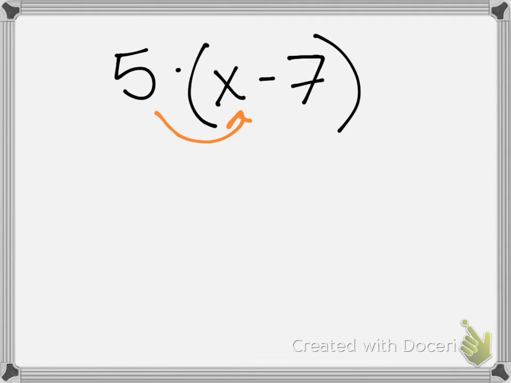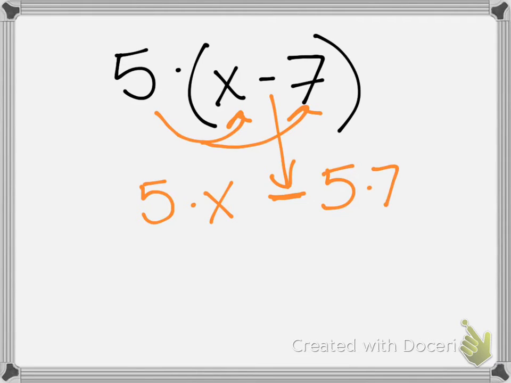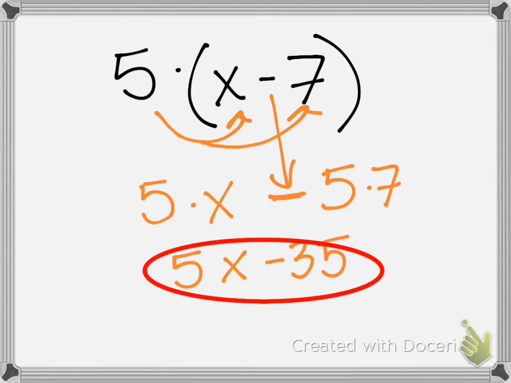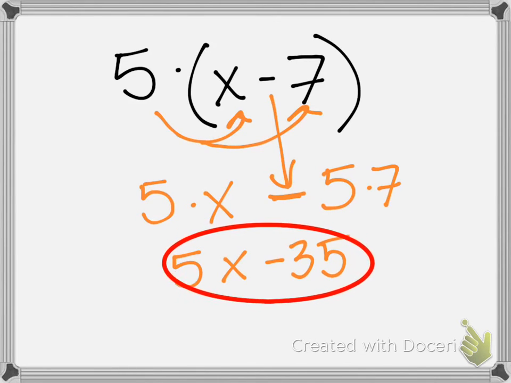X minus 12. For this one, the bottom one, we can't do that. But look, at the top one, what I do is I distribute everything inside. So it becomes 5 times x and 5 times 7. 5 times x is just 5x. 5 times 7 is 35. My answer literally becomes 5x minus 35. The 35 is 5 times 7.